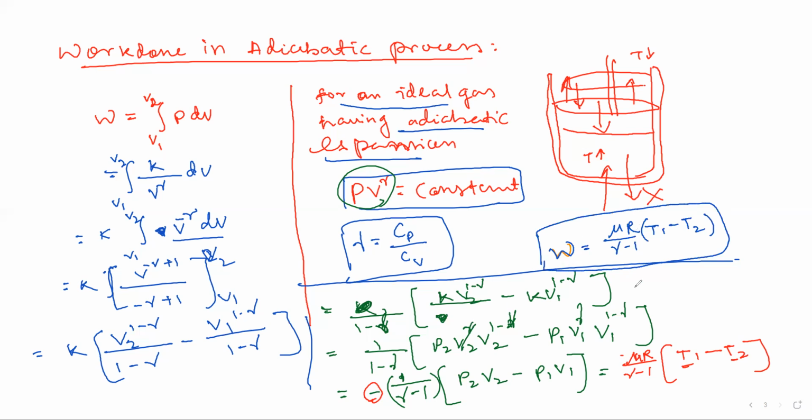And in this case also you can see that if compression is taking place, or work is done on the gas, then the volume will decrease and the temperature will increase. That means T2 will be greater than T1. Similarly, if work is done by the gas, expansion will be there and the temperature will decrease. So T1 is greater than T2. The final temperature will be less than the initial temperature.